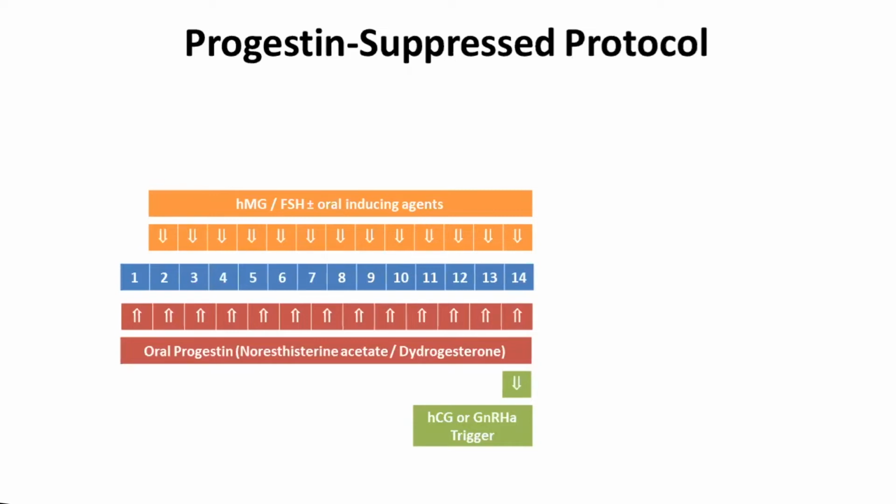Again, we can use this protocol in poor responders, particularly if we do multiple stimulation cycles. Sometimes in poor responders, we need to do stimulation in more than one cycle. So it's a low-cost protocol that can give the patient the chance to do multiple stimulations without paying too much money for the cetrotide or the GnRH antagonists.